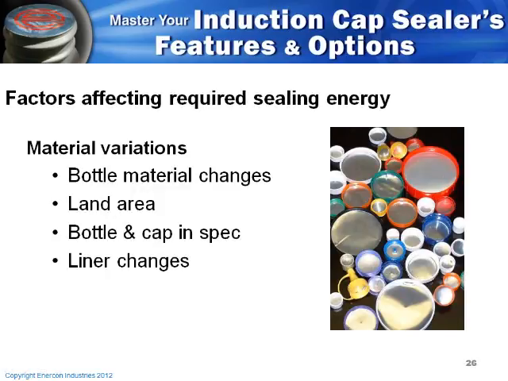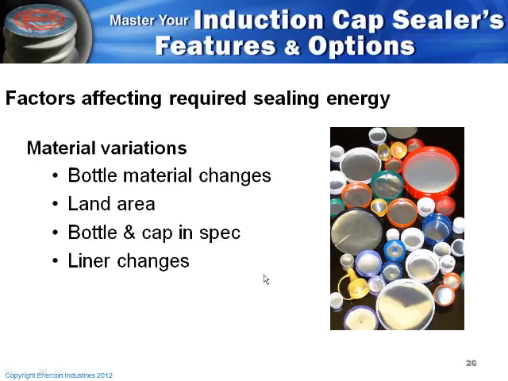Other factors that can affect the sealing energy that are required are material variations. One of the first pieces that we'll talk about is bottle material changes. It could be as drastic as your package changing, maybe from a polypropylene to a PET container. In that case, the foil liner that you're using is likely to have to change.